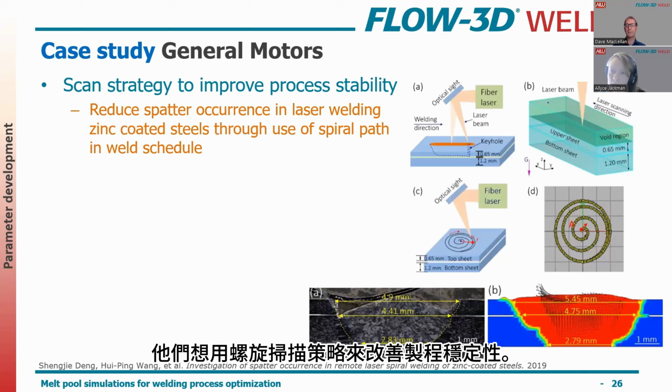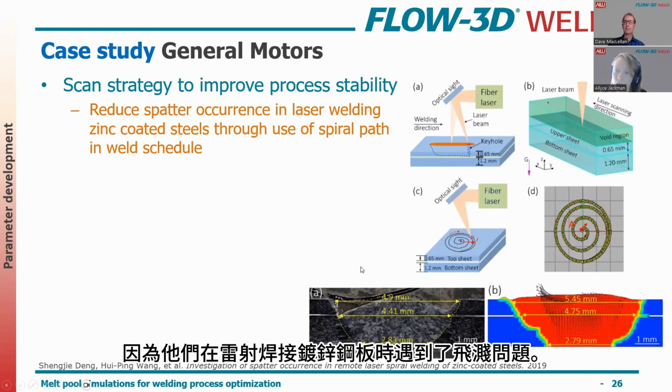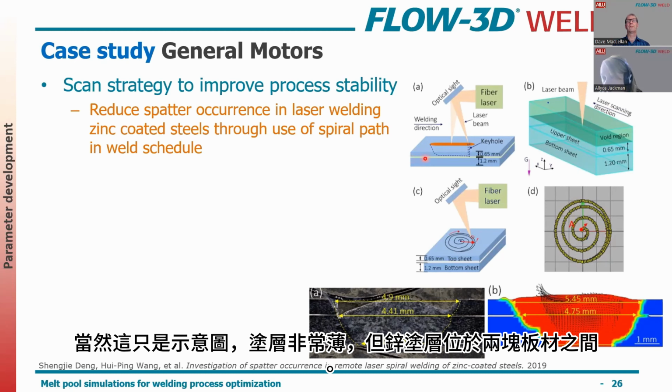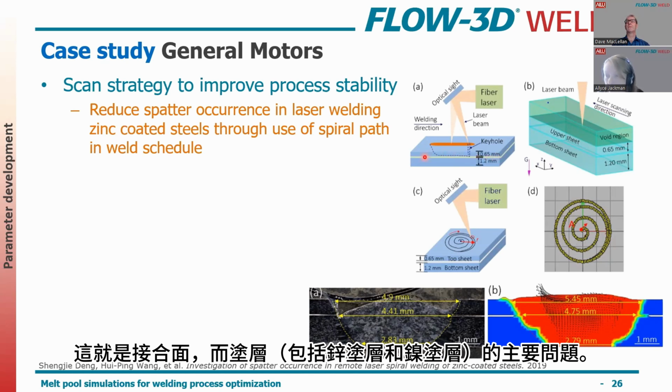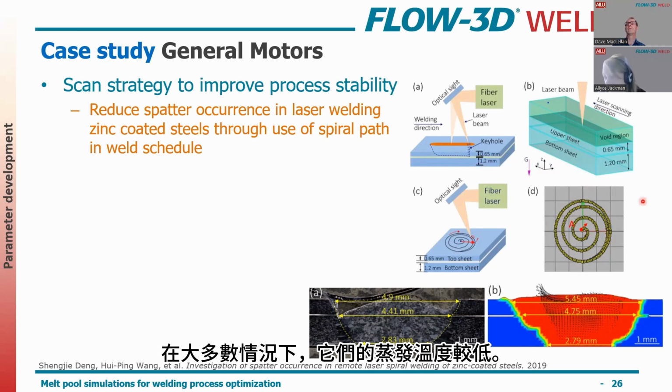process stability because they were having an issue with spatter from a zinc, trying to laser weld a zinc coated steel. So what they had, and this is a schematic, of course, that coating is very thin, but the zinc coating is in between the two plates, right? So this is a faying interface. And the issue with coatings, zinc coating and nickel coating and all of them, for the most part, is that they have a lower vaporization temperature.